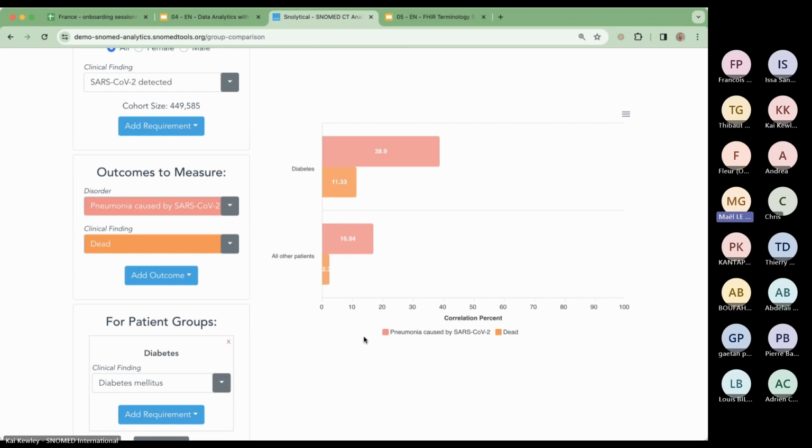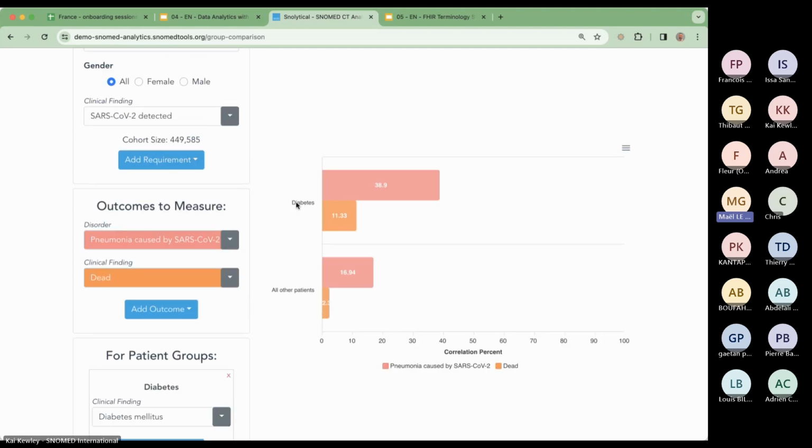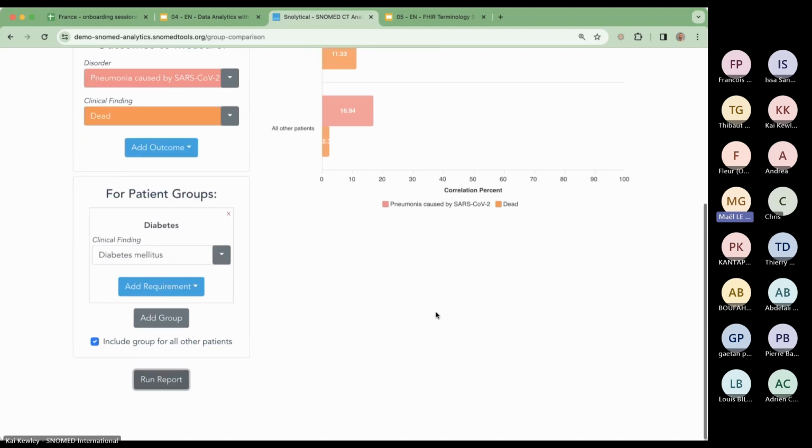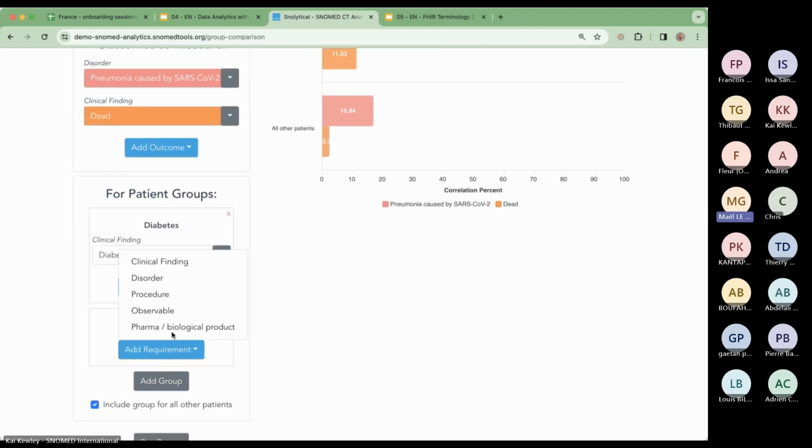So that's had quite a dramatic effect on the patients who aren't in one of these patient groups, because the correlation of pneumonia has really shrunk. The correlation of death has shrunk really significantly as well. It's down to less than a third. And we can see that the patients in the group with diabetes have a nearly 40% correlation with pneumonia and 11% with death. I'm going to carry on and build up some more patient groups.